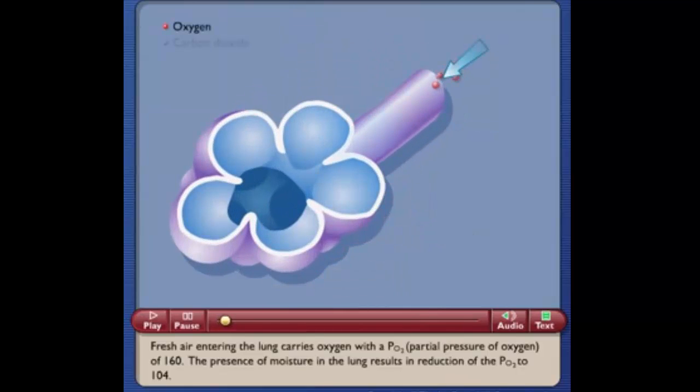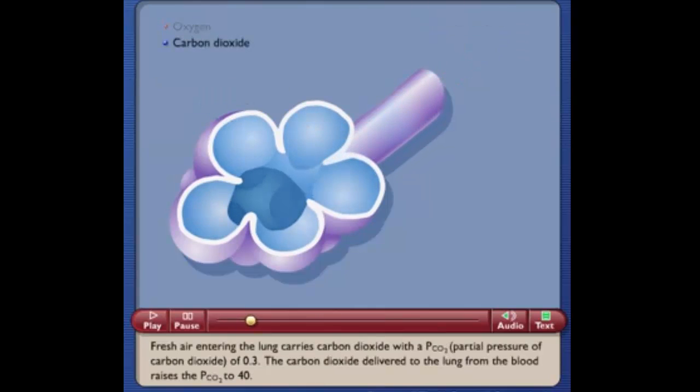Fresh air entering the lung carries oxygen with a PO2 of 160. The presence of moisture in the lung results in reduction of the PO2 to 104. Fresh air entering the lung carries carbon dioxide with a PCO2 of 0.3. The carbon dioxide delivered to the lung from the blood raises the PCO2 to 40.